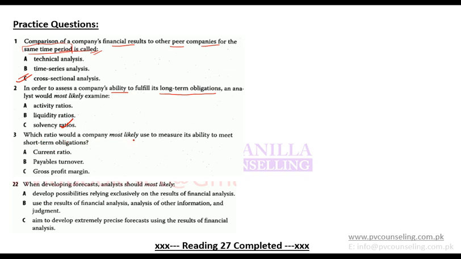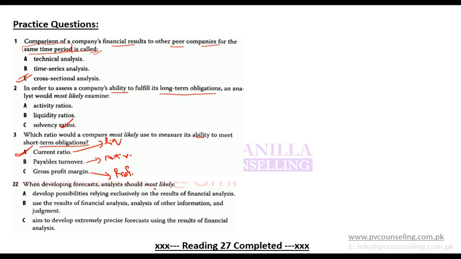Which ratio would a company most likely use to measure ability to meet short-term obligation? Current ratio. It is a liquidity ratio. Payables is an activity ratio, and this is a profitability ratio. So A is the answer. It tells you ability to meet short-term obligation.